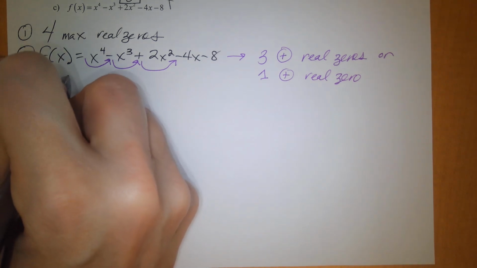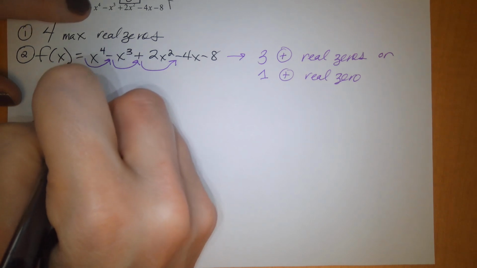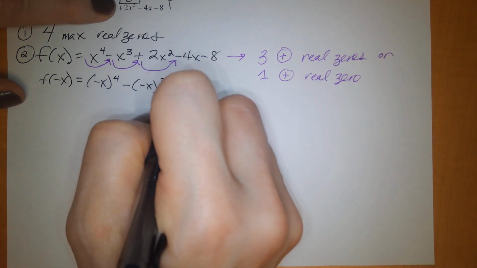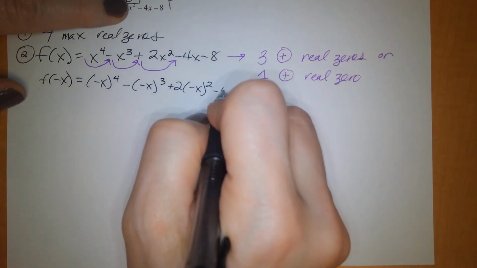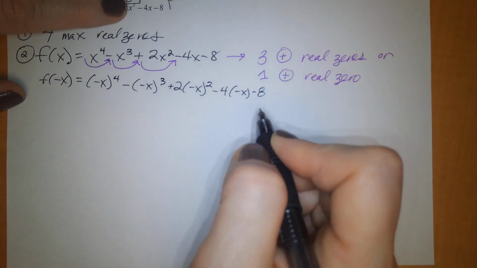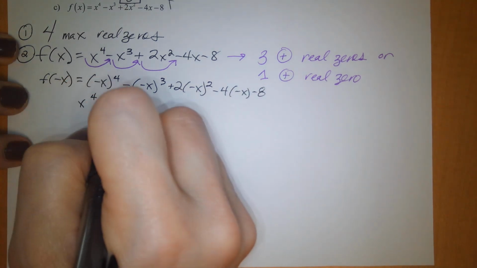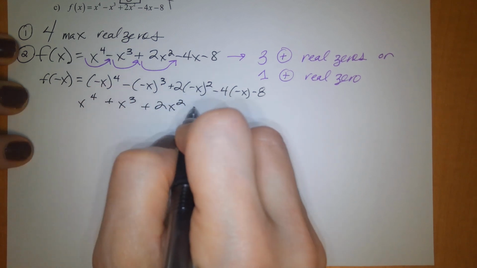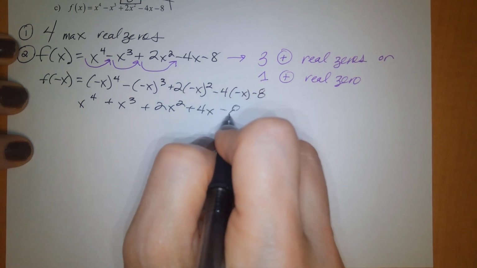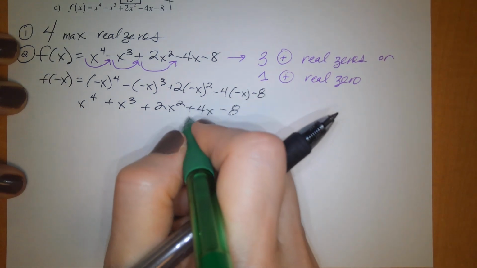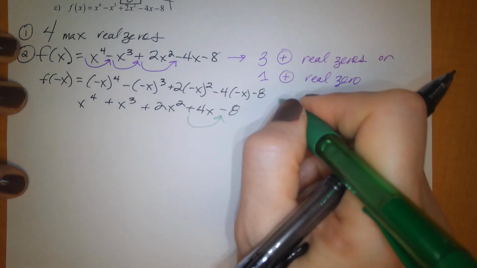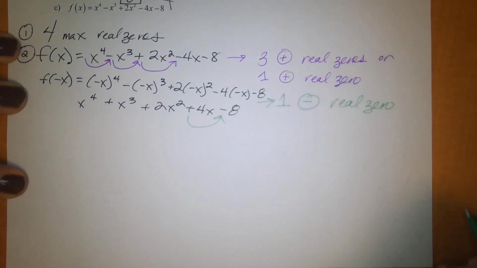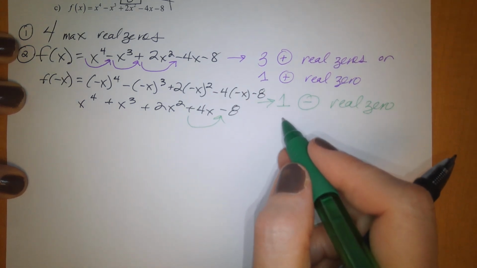Then we look at f of negative x. F of negative x is going to be negative x to the 4th minus negative x to the 3rd plus 2 times negative x squared minus 4 times negative x minus 8. This will become a positive. This becomes a positive. This becomes a positive minus 8. So I only have one sign change, which means I'll only have one negative real 0, or 2 less than that, which is not possible.